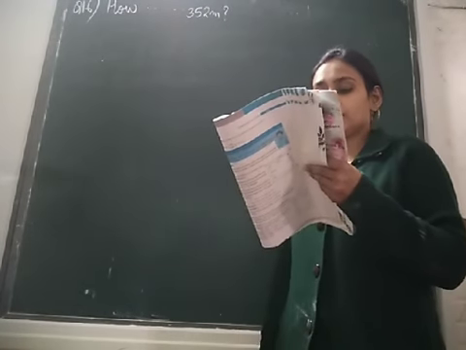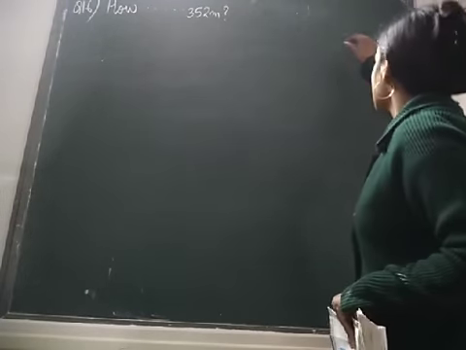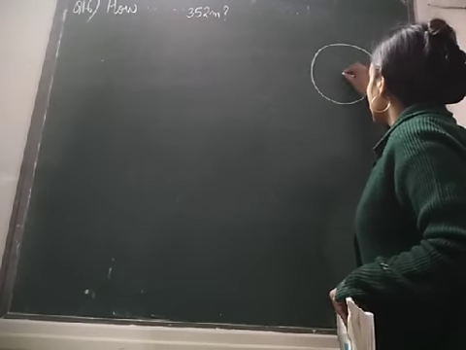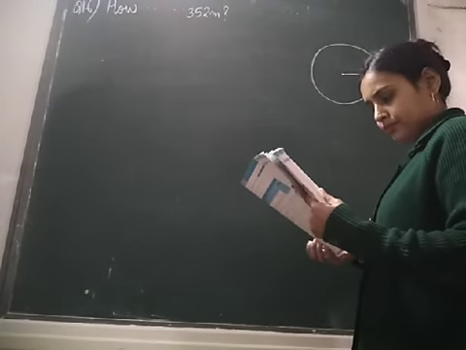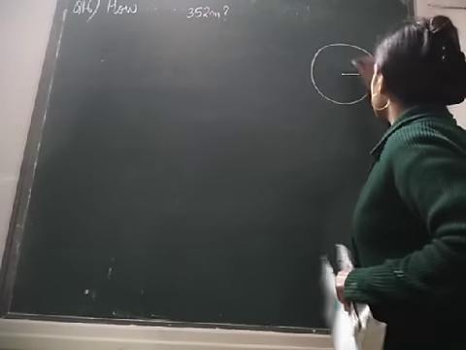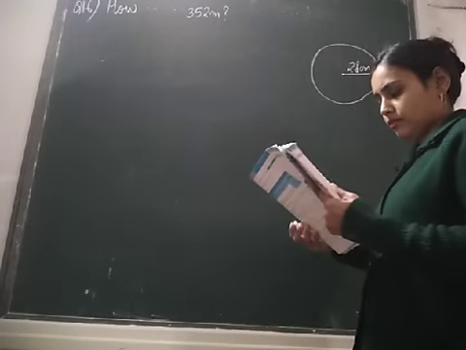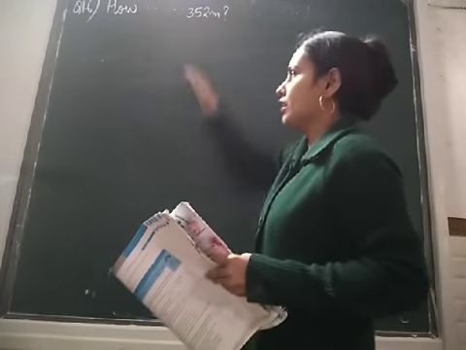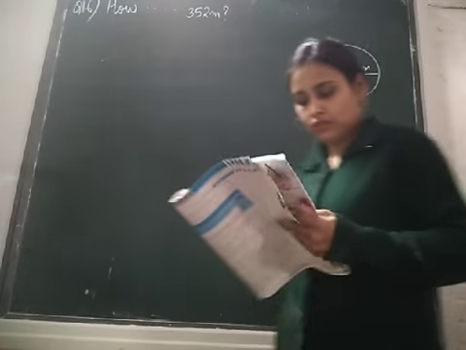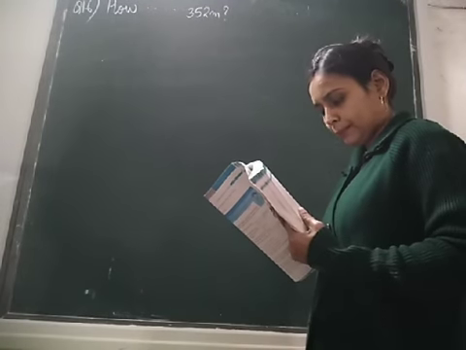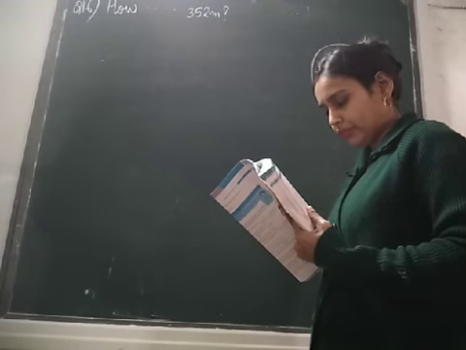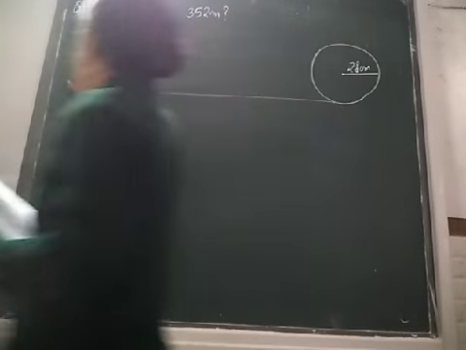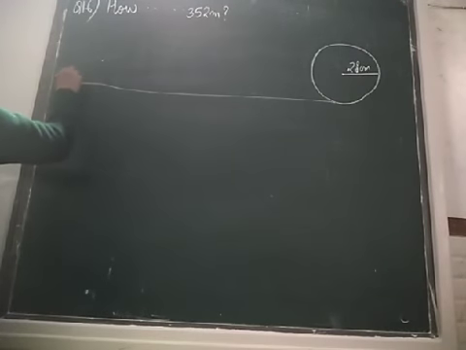So how many times must a wheel of radius 28 centimeters rotate to go 352 meters? We all know what is a wheel? Circular in shape, whose radius is given. Rotate means like this. Now it is rotating, so it will move forward, okay, like this. So this is 352 meters. It has to reach till here.